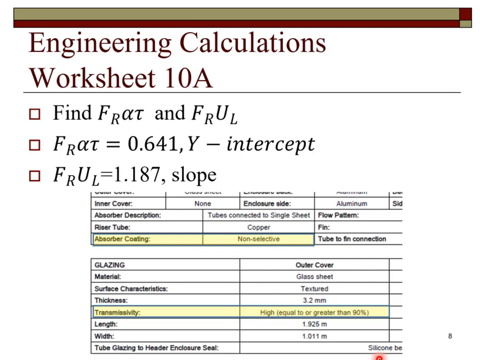The values for F sub R, absorptivity, transmissivity, and F sub R U sub L, which are respectively the y-intercept and the slope of the straight line efficiency equation, are given on slide 8. The value of the transmissivity is given and is greater than 90%.